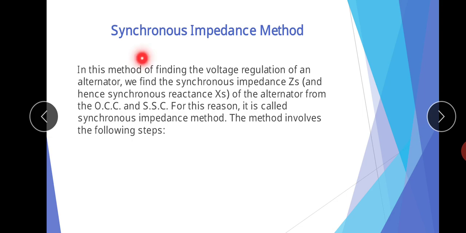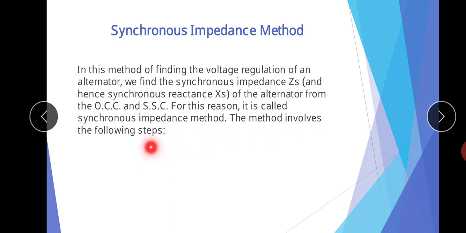Now, the synchronous impedance method. In this method of finding the voltage regulation of an alternator, we find the synchronous impedance ZS and hence the synchronous reactance XS of the alternator from the OCC and SSC. For this reason, it is called the synchronous impedance method. The method involves the following steps.